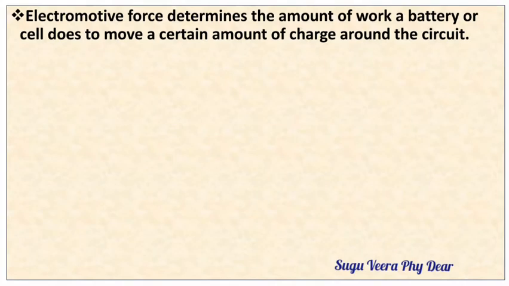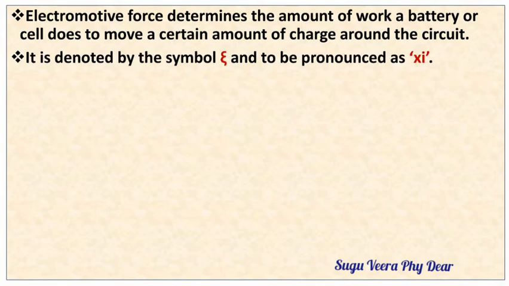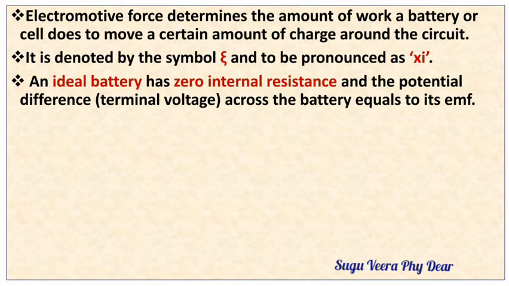Electromotive force determines the amount of work a battery or cell does to move a certain amount of charge around the circuit. It is denoted by the symbol ξ (Xi). An ideal battery has zero internal resistance and the potential difference across the battery equals its EMF.